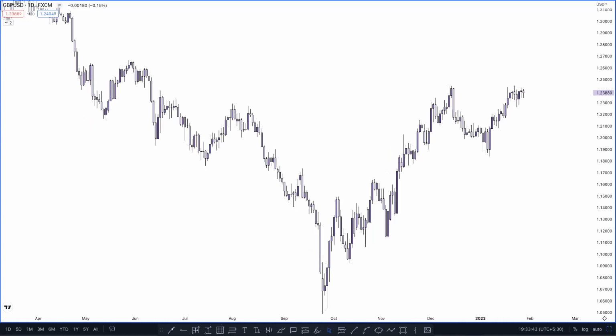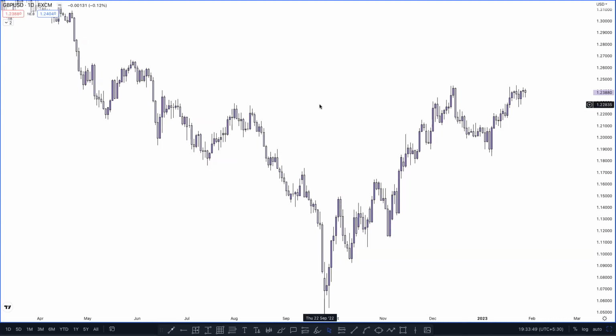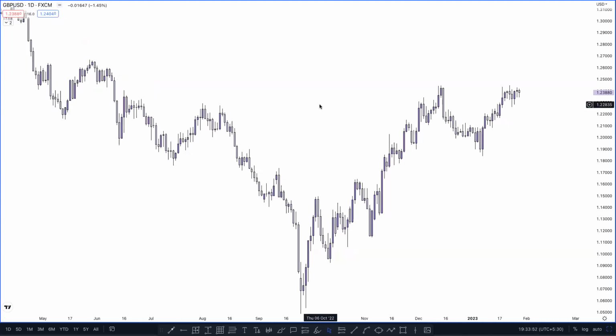Let me annotate the first decision. Okay, so everyone mark here the structure. What's going on in GBP/USD as per the daily time frame structure?